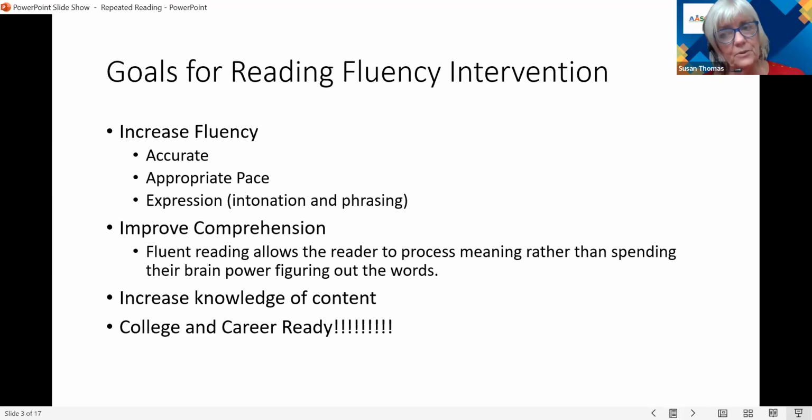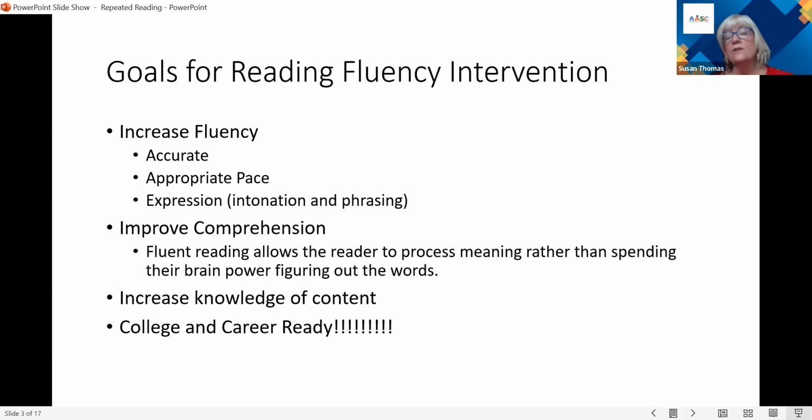That's not fluent reading. They also need appropriate expression, including intonation and phrasing, so that we can understand and there is meaning. The ultimate goal is to improve reading comprehension. When students are fluent readers and they can decode and read with automaticity, they spend their time processing meaning rather than trying to figure out the words and getting bogged down in that. That's how this correlates to good comprehension.